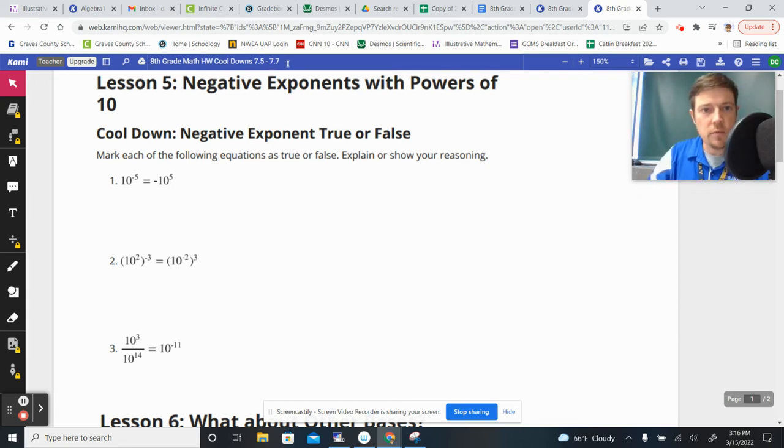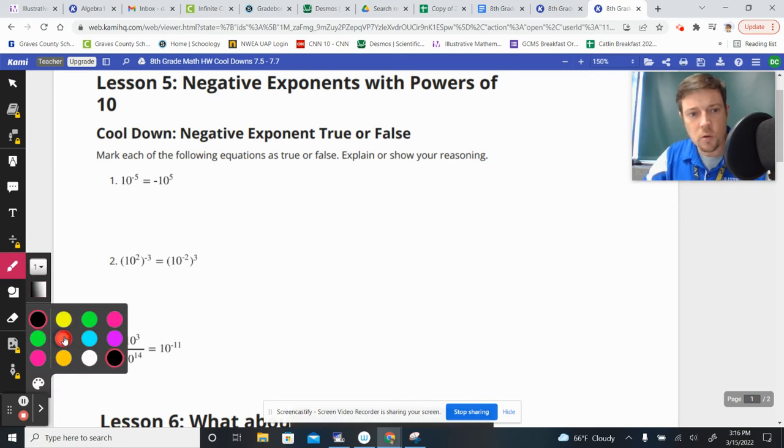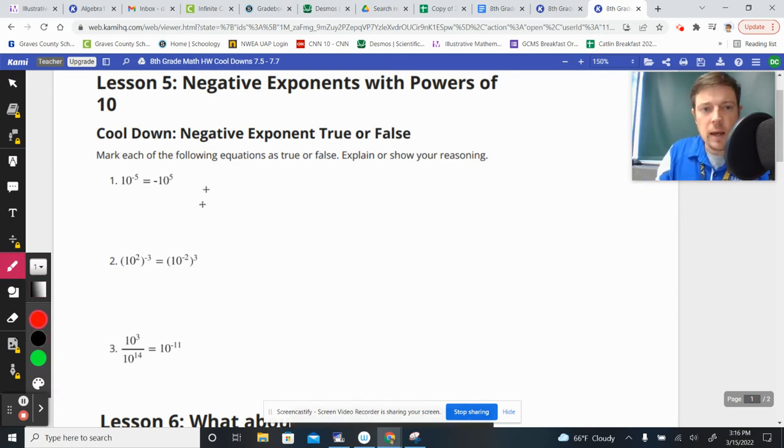We've got lessons 5 through 7, pretty short week, and we got a quiz on Thursday. So I'm just going to go over these problems with you. I'm sorry, a little bit late posting this one. I was out sick yesterday, so that's what happened there. But let's look at these situations. We have to mark whether they're true or false and explain or show their reasoning.